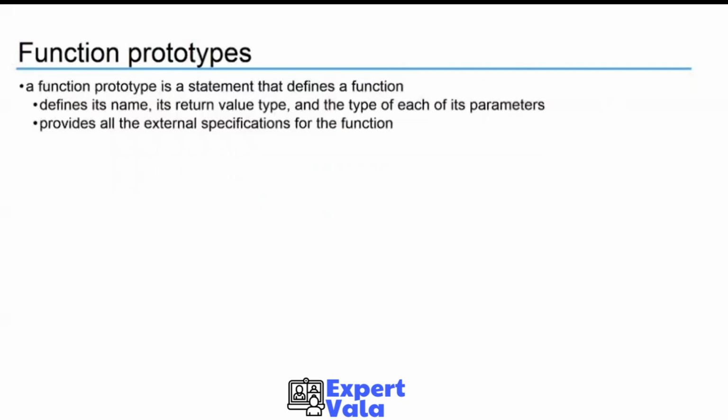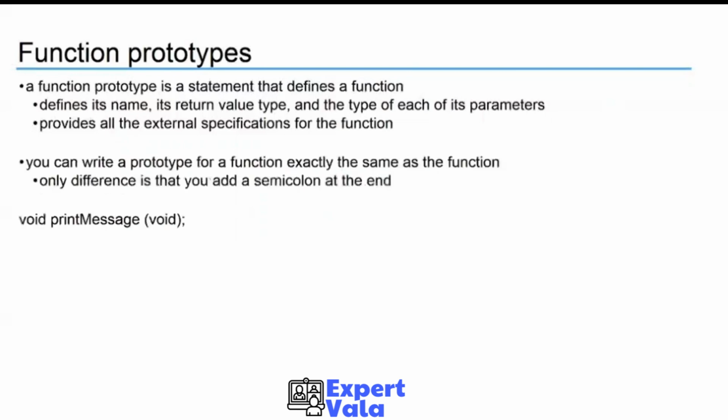It provides all the external specifications of the function. You have also probably heard the term function signature. Signature, that is what it is, it's specifying the data returned, the data that it takes, and everything about the function itself. You want to write a function prototype the same way as you write the function header. The only difference is that you put a semicolon at the end, and this is just declaring the function. This is saying the function exists.